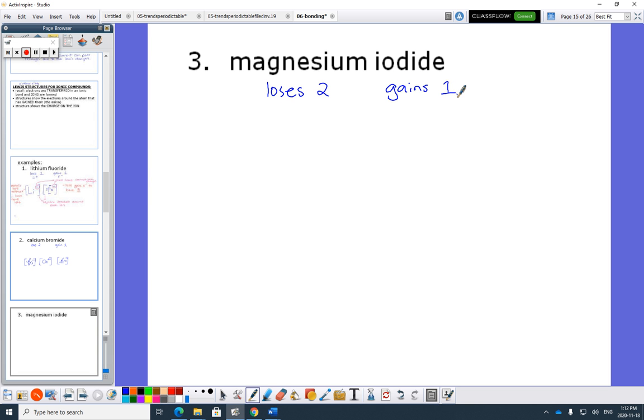Again, these are similar elements. Magnesium is an alkali earth metal. Iodine is a halogen. You know what? This time I'm going to draw it with this. You just have to show that the iodine is near the magnesium. It's not bonded to the other iodine.